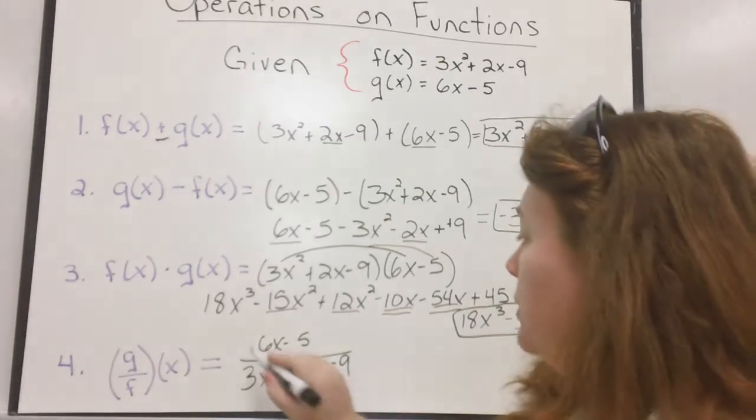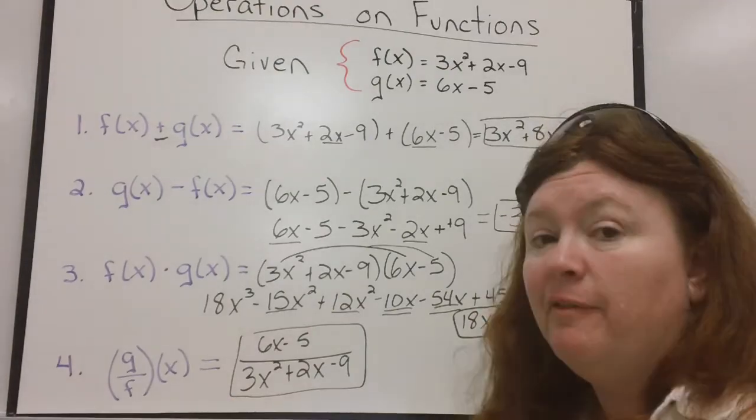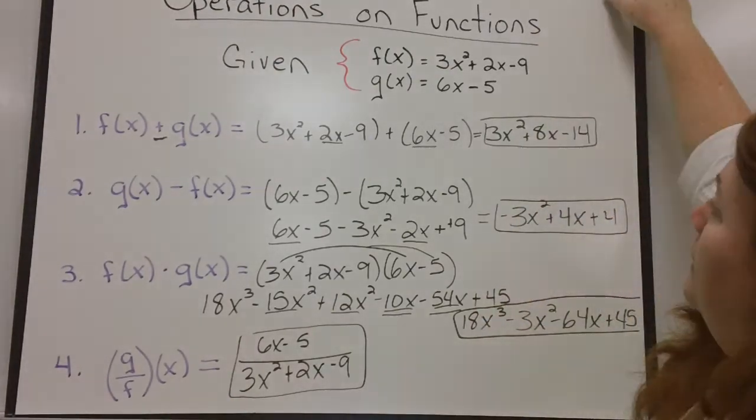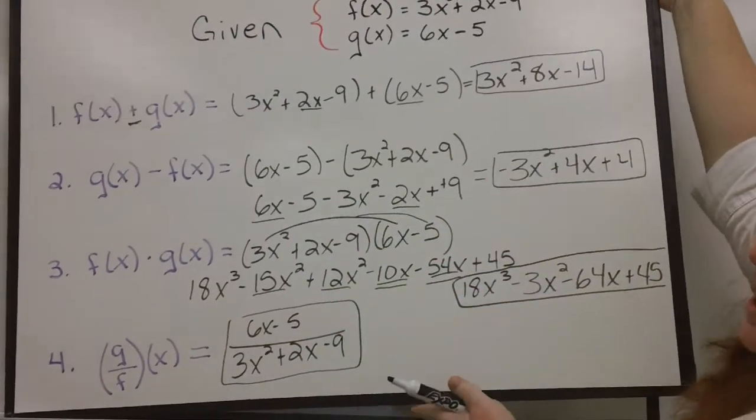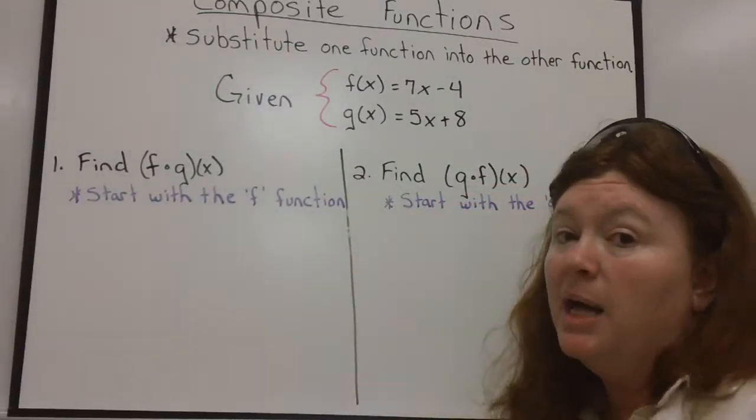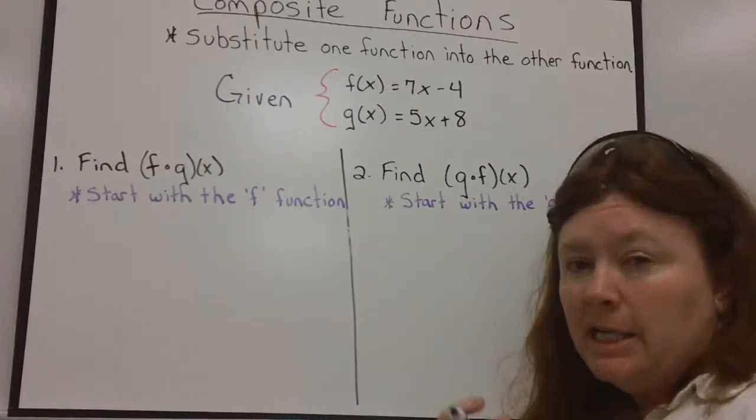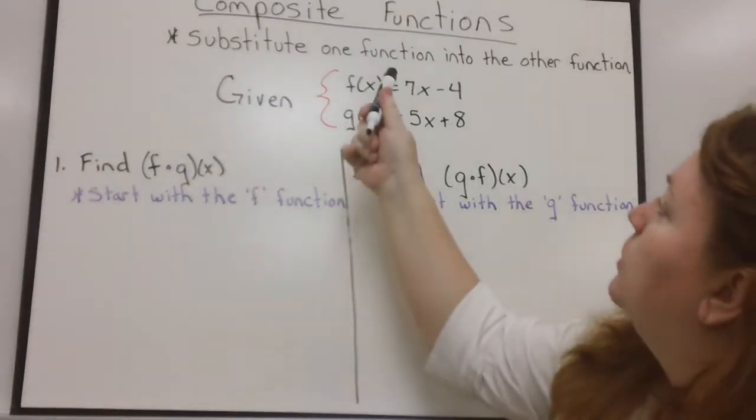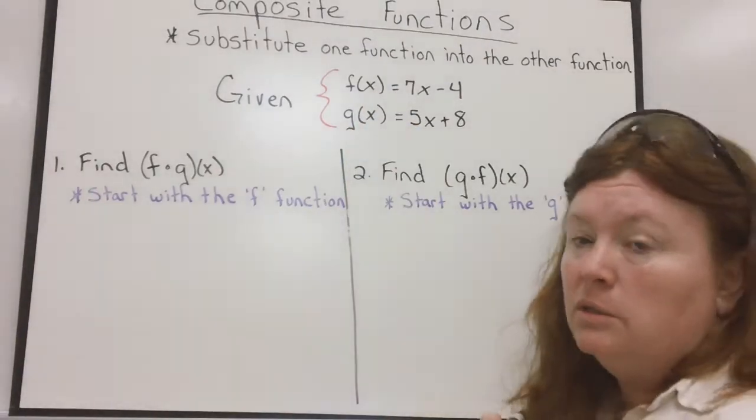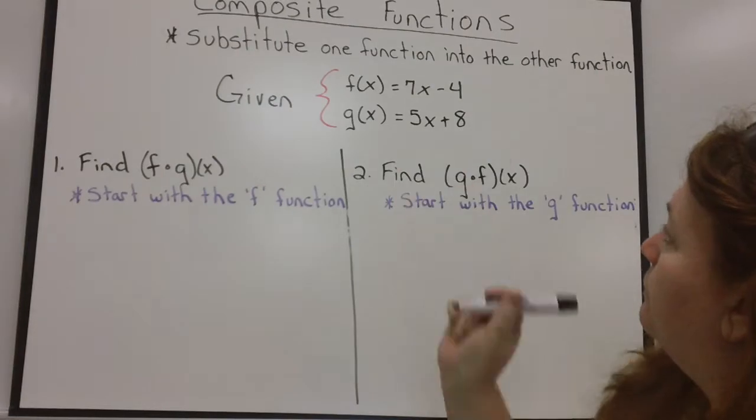So that one was pretty simple. All I had to do is make sure I put the g in the numerator and the f function in the denominator. Now, that was operations on functions. Now we have composite functions. Composite functions take one function and kind of mix it into another function. So here are my two new f of x and g of x functions, and I've defined them for you.